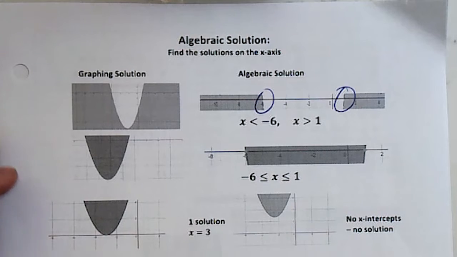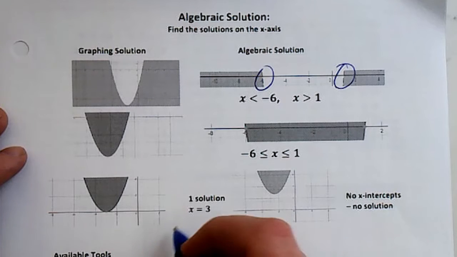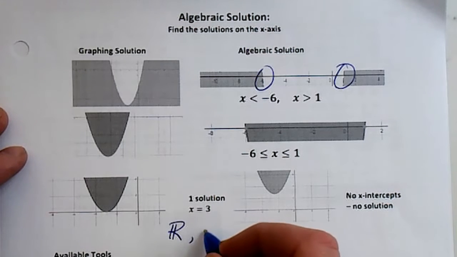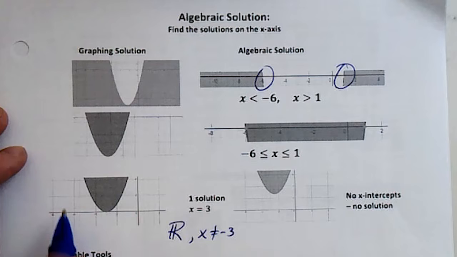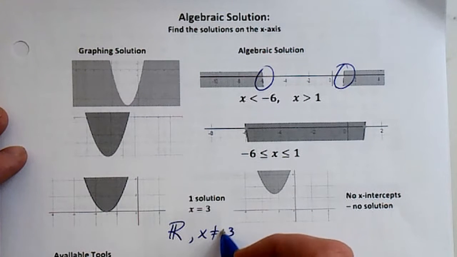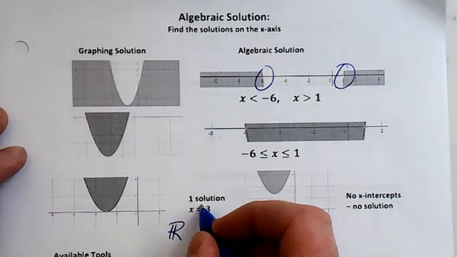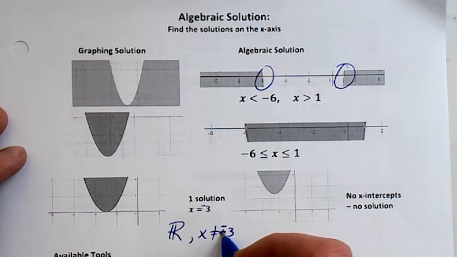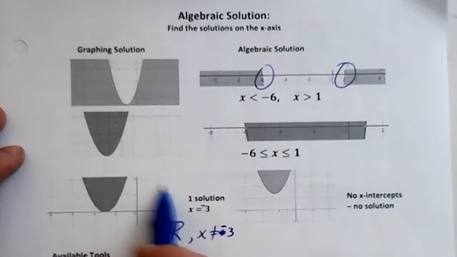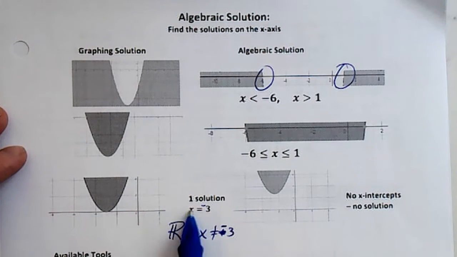So two other possible examples. We could have this one where we've got one intercept. And so this one is tricky because it could be one solution, x equals 3, or it could be all real numbers except x does not equal 3. Oh, that's -3. So if under the parabola is shaded, then everything except -3 is a solution.